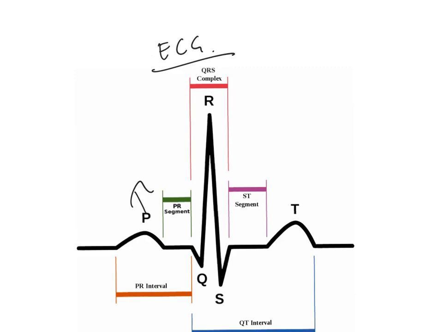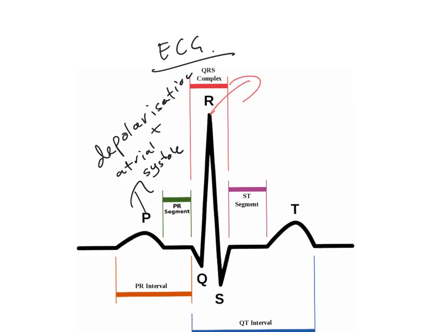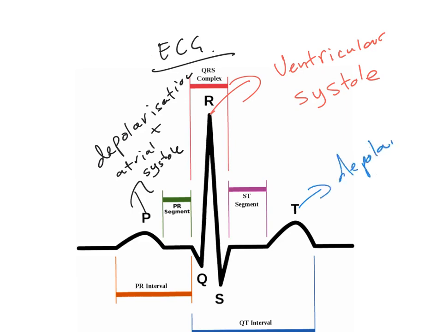So we have P, depolarization and atrial systole. We have QRS, which is your ventricular systole. And then we have your T, which is now further depolarization and your ventricular diastole. So this basically shows that the heart is beating normally if you have this kind of shape.